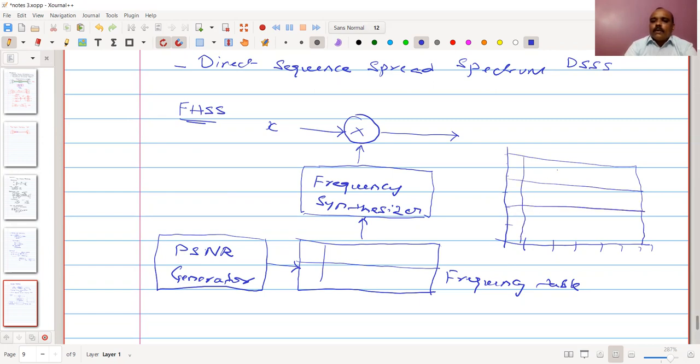Okay. So we have a range of frequencies over the given time. If I plot time versus frequency, this is my time and frequency. The data is randomly made to jump from one band to another band, here to here, from here to here, covering the entire spectrum. It means over the entire frequency band, we are going to make our data hop. So it's called frequency hopping spread spectrum.